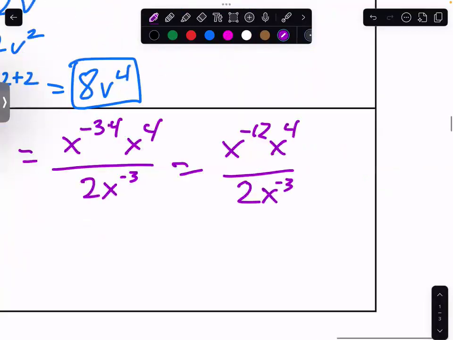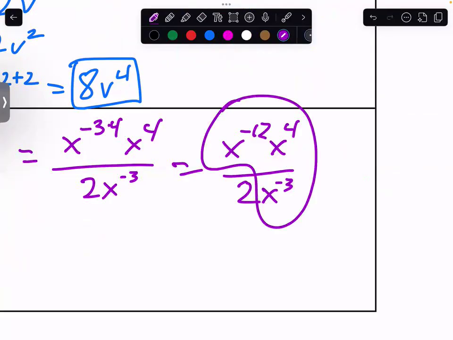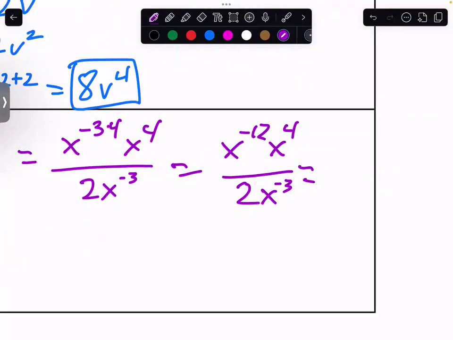Again, you can either combine these first, or you can combine these, or you can try to combine all 3 at the same time. I'll just combine the top 2 first.